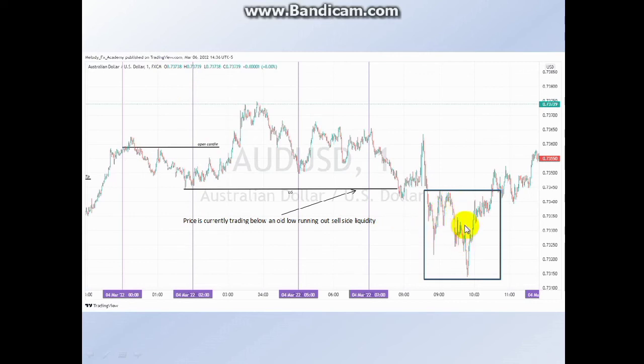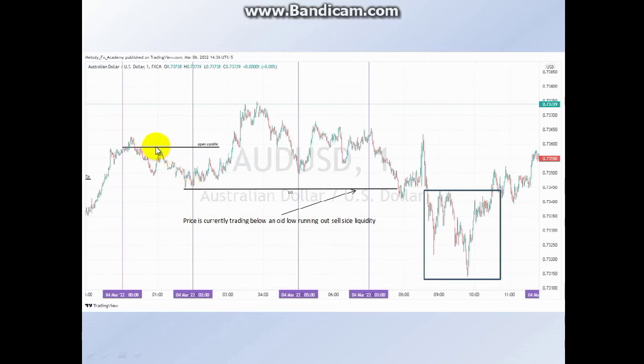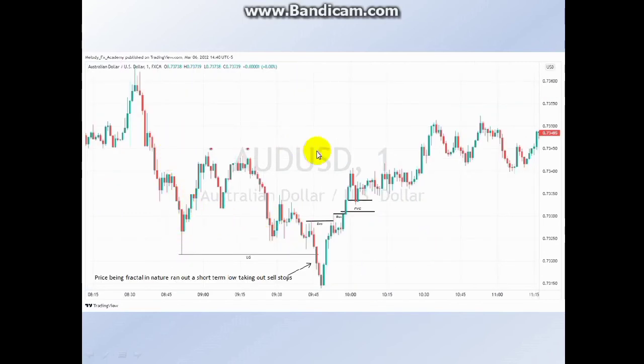Remember I said if you are anticipating a buy, anticipating higher price, we should expect some level of run on sell side liquidity. So let us look at the price action in this shaded area. Remember we are below the opening candle for the day, and price is trading below a short-term support level, taking out the sell side liquidity. So we are looking at price action right here.